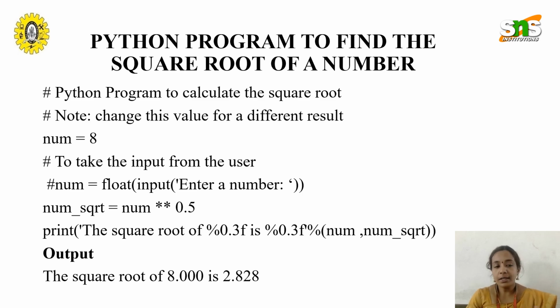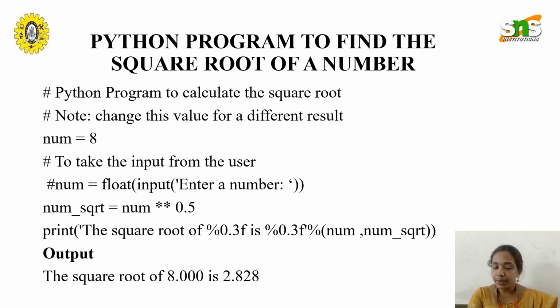So now here num is equal to 8, the number for which I am going to find the square root. Next I am giving another command. If the user wants to enter the input, then how can he enter? num is equal to float of input, quotation, enter a number.